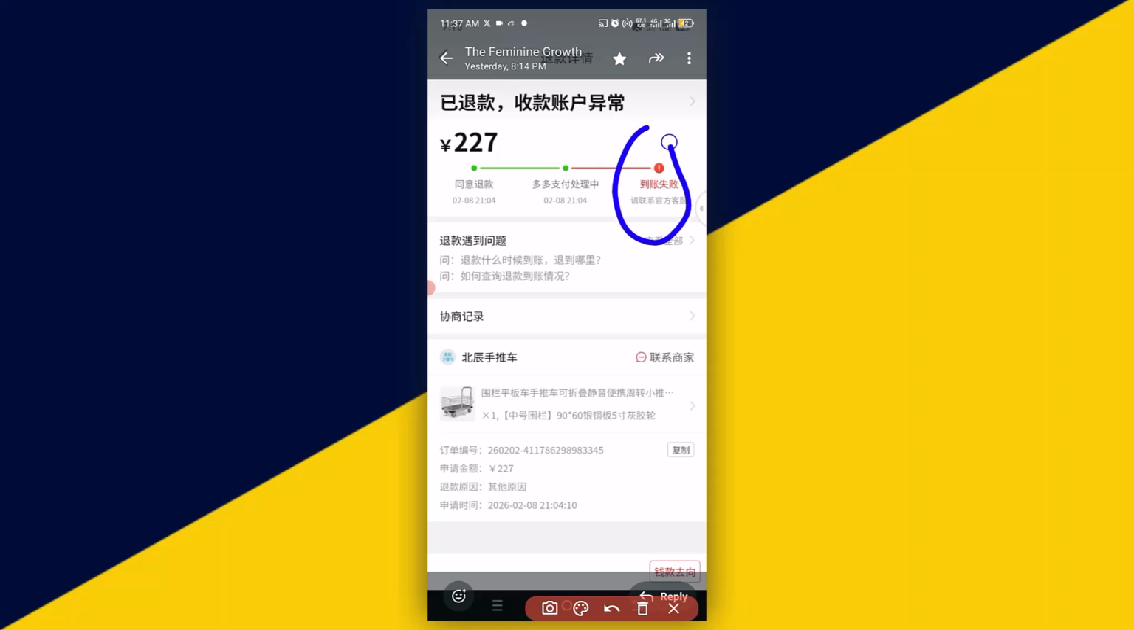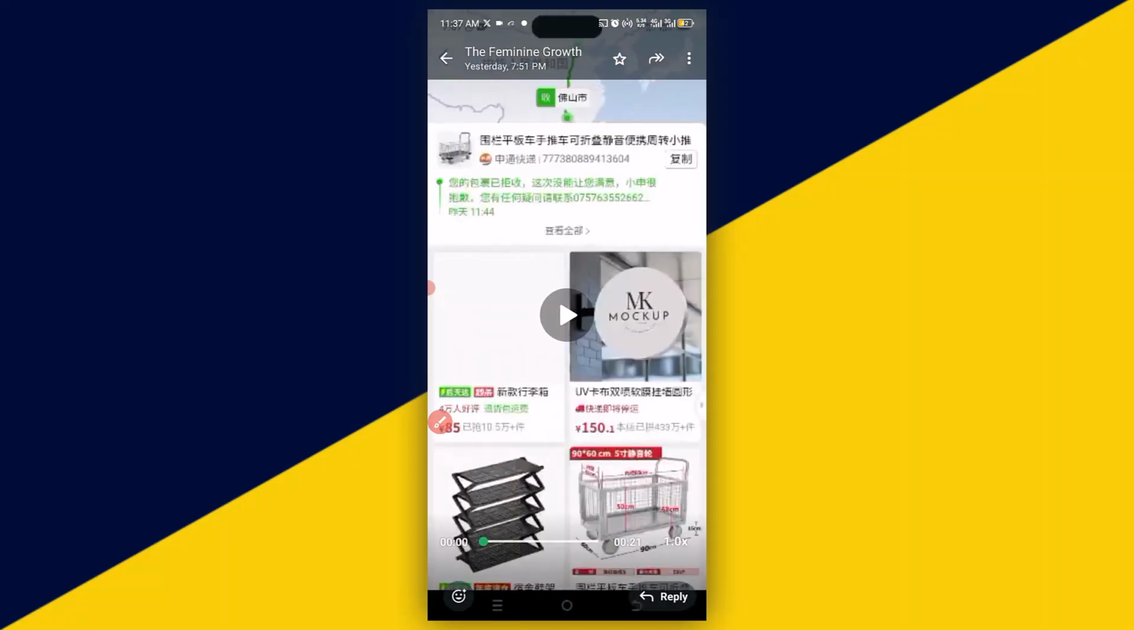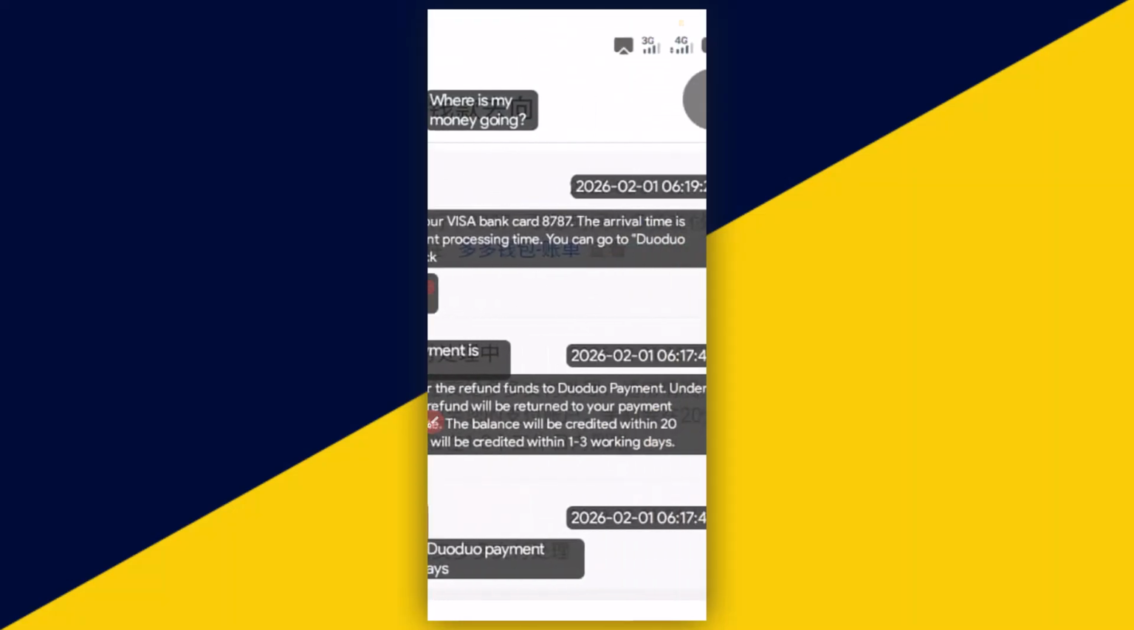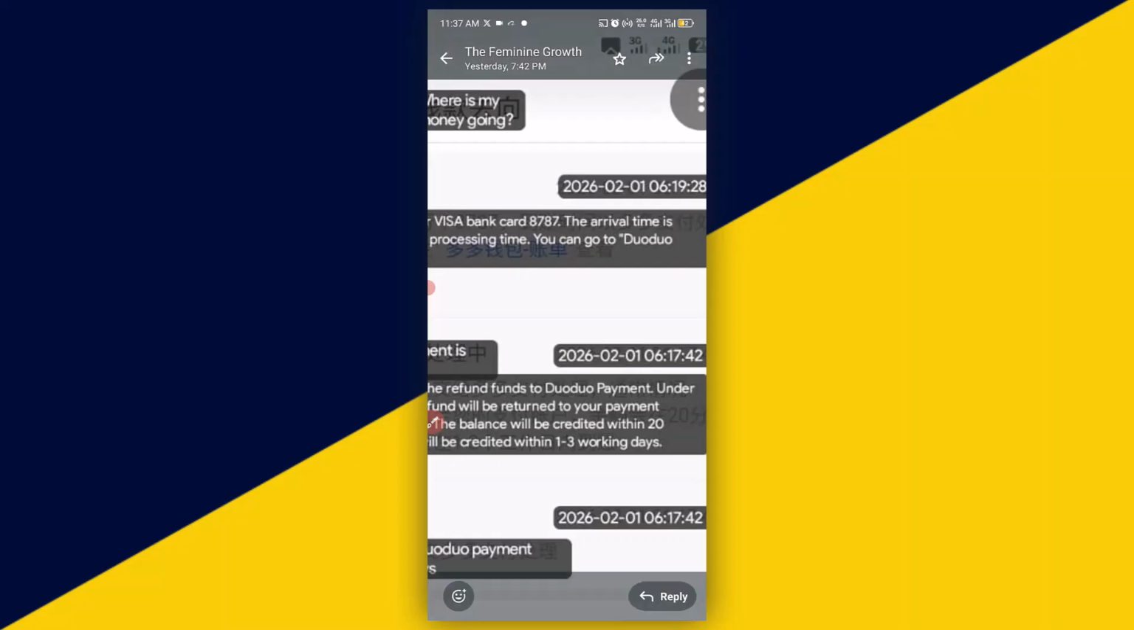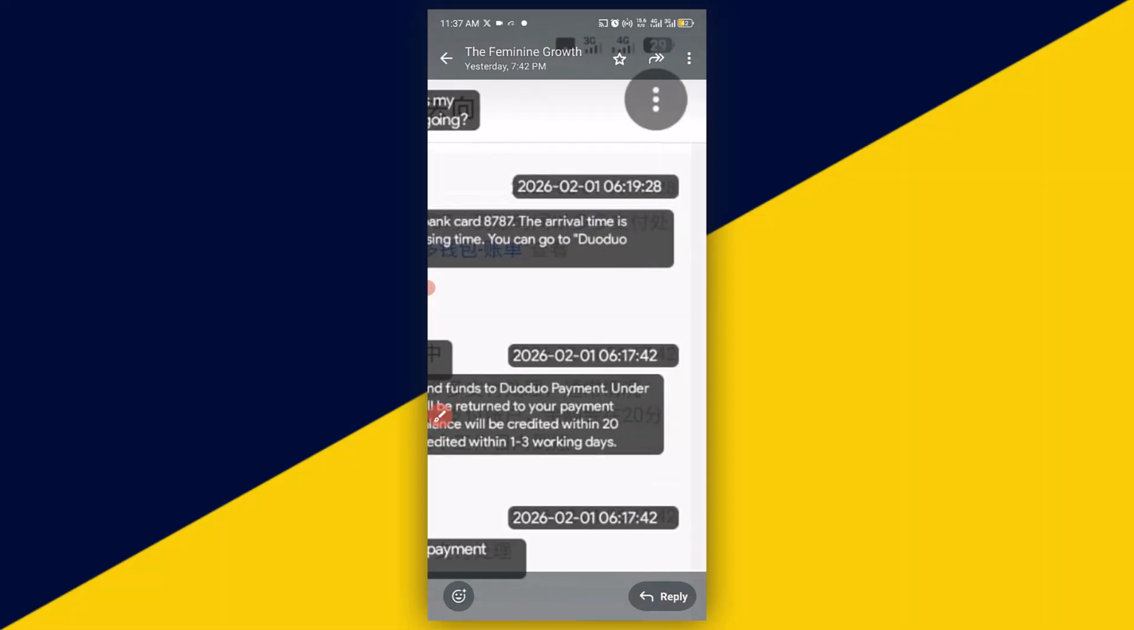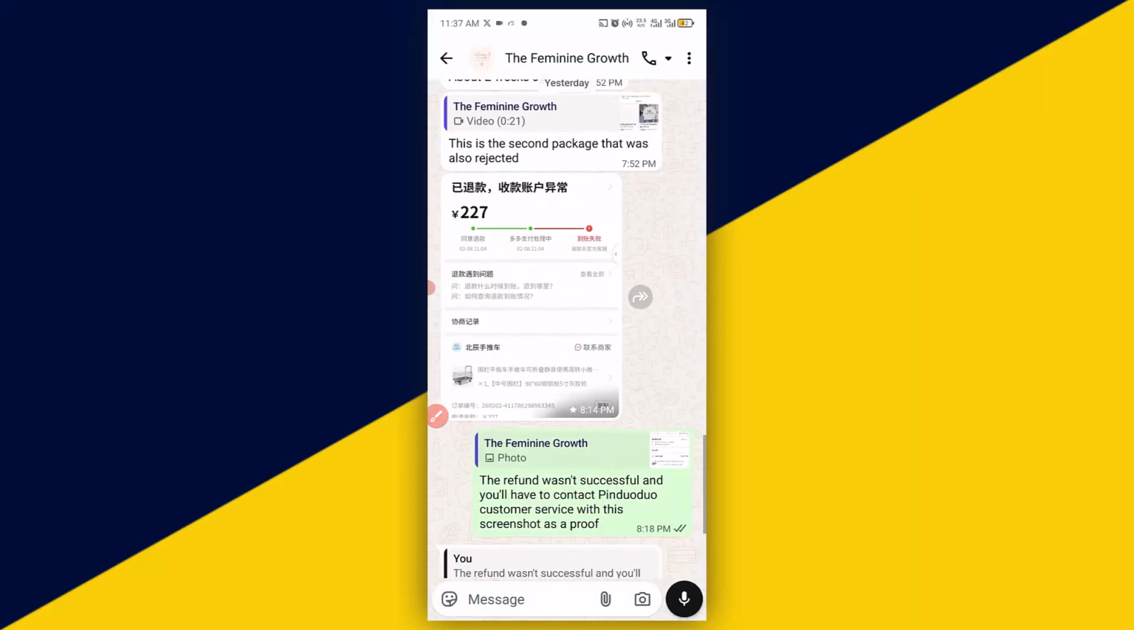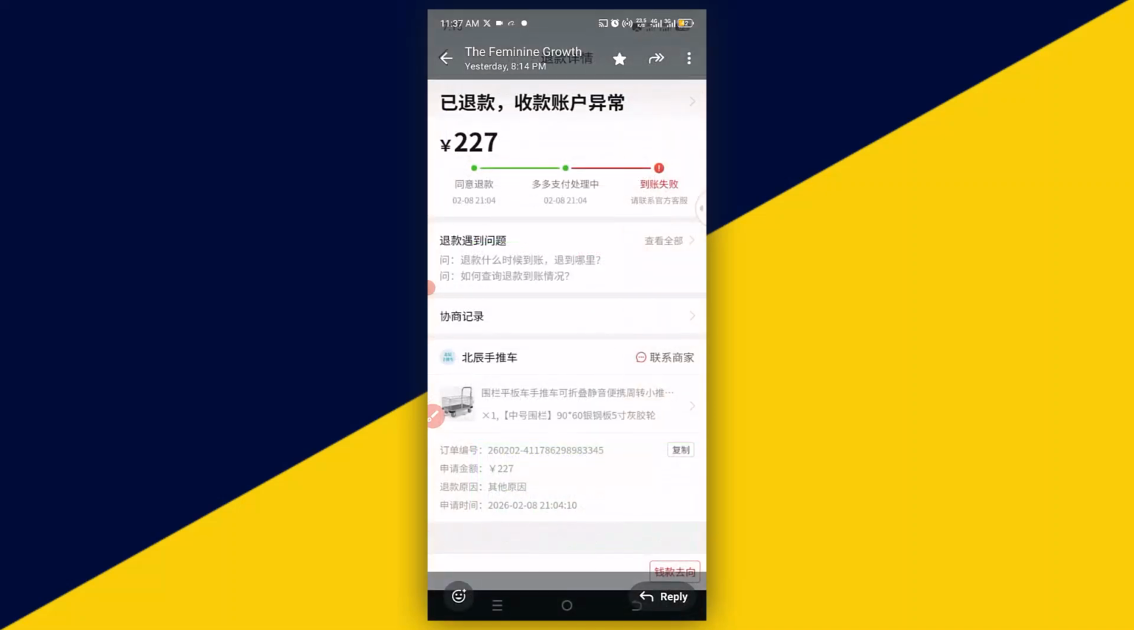So this problem here, if you find yourself in this category when your refund has failed, you need to make sure you contact Pinduoduo support, just like what is indicated right here. You have to contact them through customer support if you don't know how to check the Duoduo payment wallet. You have to report with this particular screenshot right here. That was my recommendation for this particular person and anyone who finds themselves in this issue of payment with a bank card refund failure. So you need to make sure you contact Pinduoduo support.